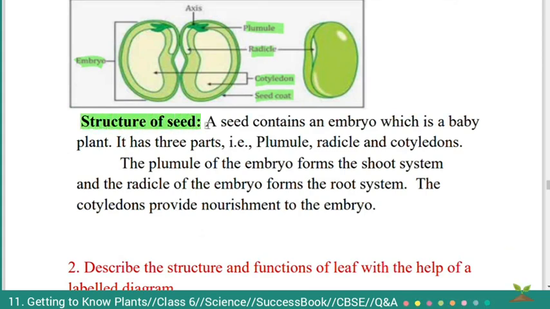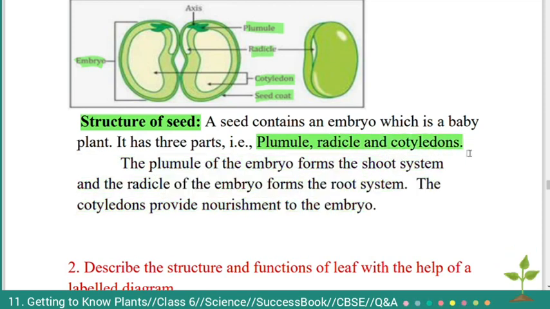Structure of seed. A seed contains an embryo which is a baby plant. It has 3 parts, plumule, radicle and cotyledons. The plumule of embryo forms the shoot system and the radicle of the embryo forms the root system. The cotyledons provide nourishment to the embryo.